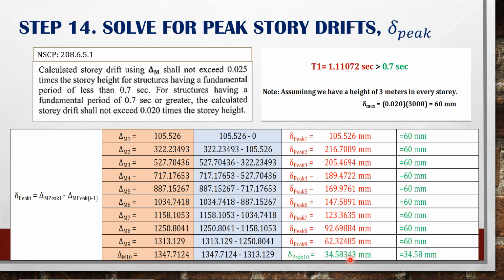At yung sa 10th floor naman, hindi siya lumampas sa maximum natin na 60 millimeter. So, yun ang gagamitin natin. Huwag na natin ipaabot ng 60 kasi mas mababa na siya sa maximum. So, ito na yung gagamitin natin, 34.58343 mm. So, 34.58 mm. Ito yung gagamitin natin na peak story drift natin.